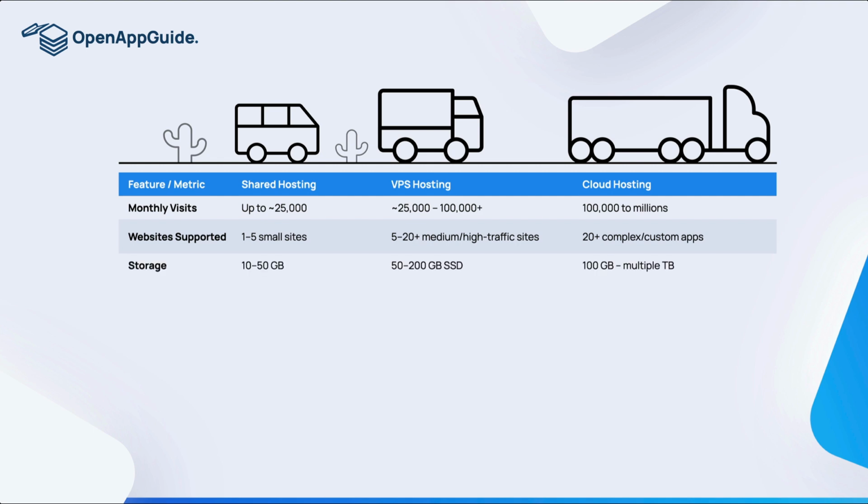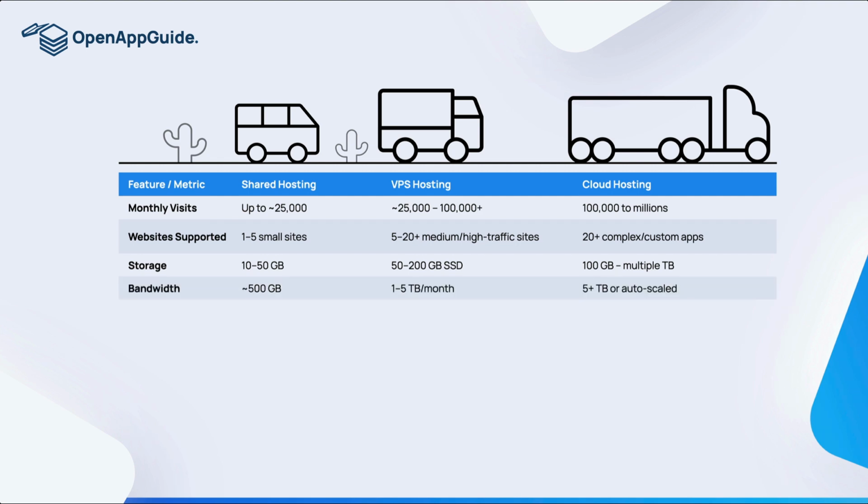For storage, you're talking about 10 to 50 gigabytes for shared hosting. For VPS, 50 to 200, although that could be expanded at any time. And then cloud hosting, you're looking at 100 to multiple terabytes. There's actually a really big bump between shared and VPS hosting at this point because shared hosting is going to be using traditional hard drives, while VPS hosting is most likely going to be using SSD hard drives, which is going to dramatically increase the read and write speed of your website.